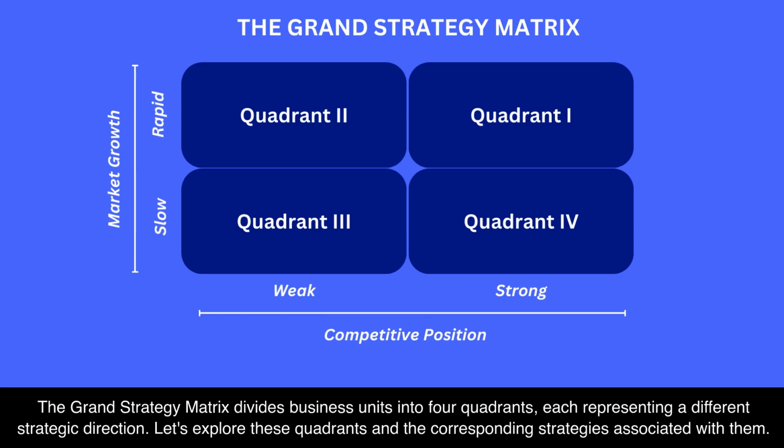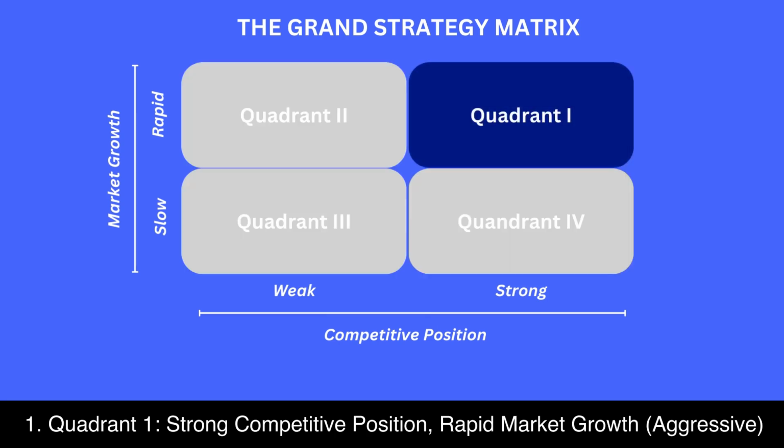The Grand Strategy Matrix divides business units into four quadrants, each representing a different strategic direction. Let's explore these quadrants and the corresponding strategies associated with them. 1. Quadrant 1. Strong competitive position, rapid market growth, aggressive.